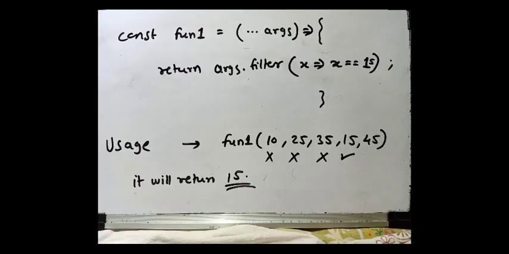Here, in the usage section, if you see, I have provided 5 values to function 1. Does 10 match 15? No. 25 does not match, 35 does not match, 15 matches. So it will return 15. It will not return 10, 25, 35, it will simply ignore them. But it will return 15 since the filter matches.